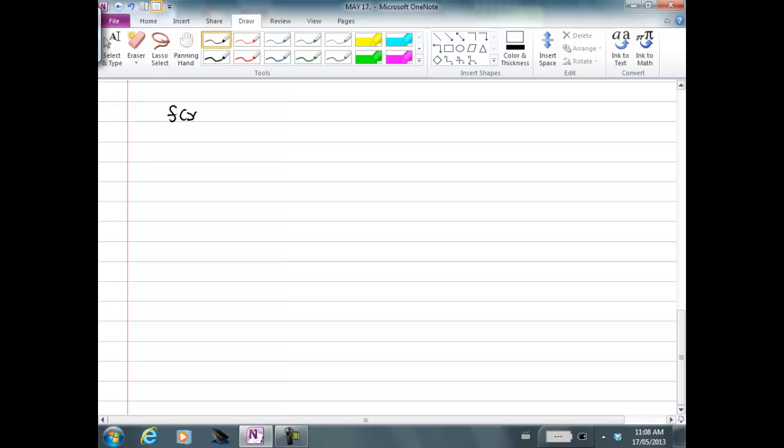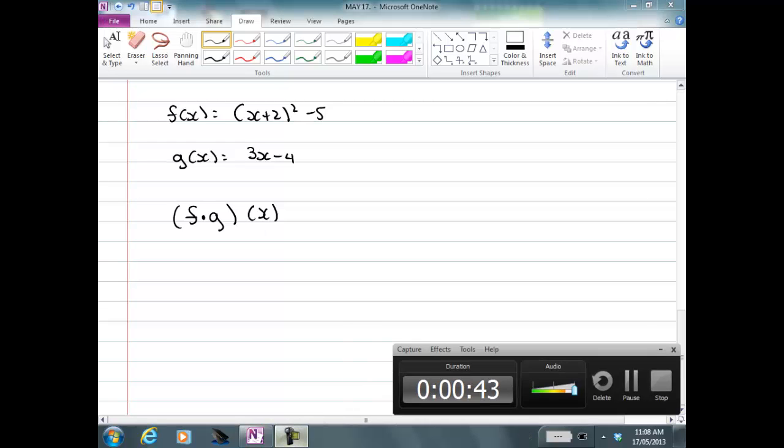F of x, exact same concept, equals x plus 2 squared minus 5. G of x equals 3x minus 4. I'm going to ask you a few questions. Find f times g of x. Without any hints or steps, I want you to try this on your own. I'm going to pause it.